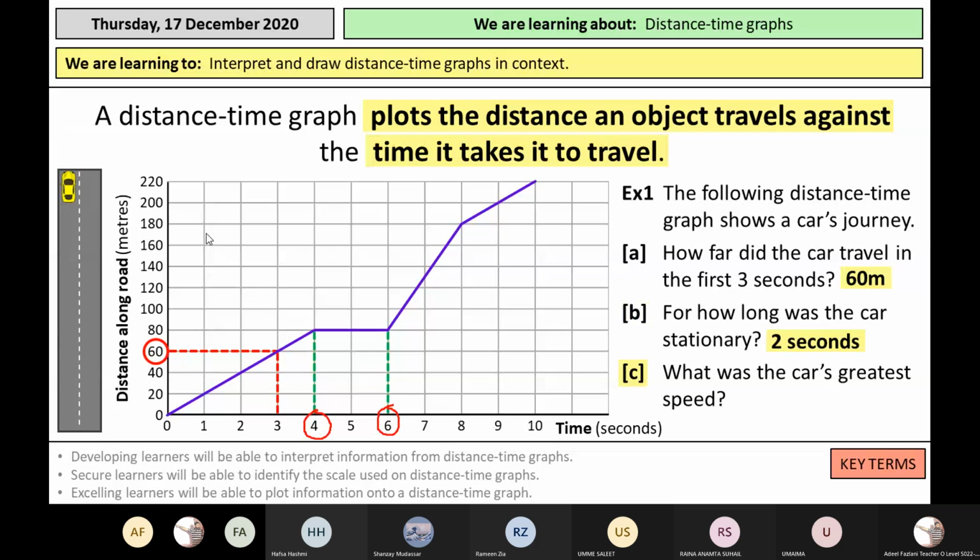Now, what was the car's greatest speed? Come on. Who is going to answer? Type in the answer. Tell me verbally as well and type in the answer in the chat box. I would appreciate your responses. I'm expecting that you respond. You can reply easily. Sir, it's 20 meters per second.